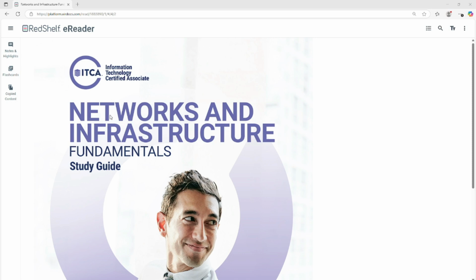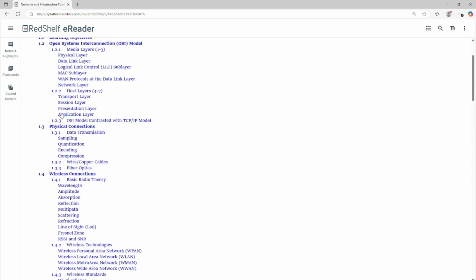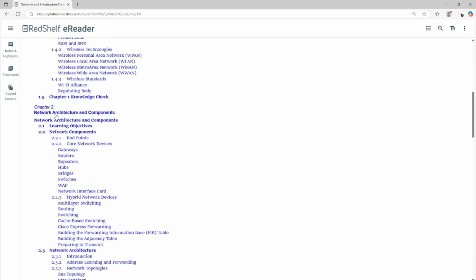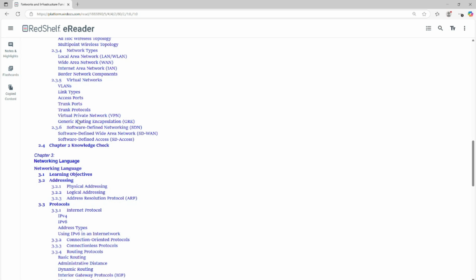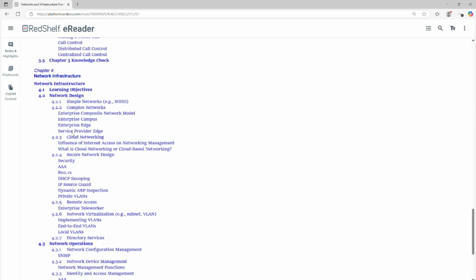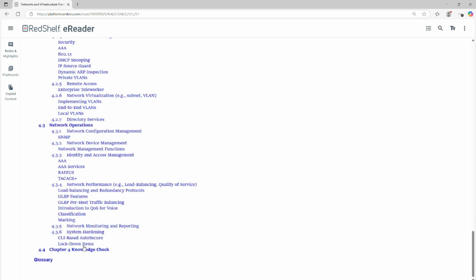This course is structured into 4 main chapters. As you can see, chapter 1, we'll be looking at connections and layers. Chapter 2, network architecture and components. Chapter 3, networking language. And chapter 4, network infrastructure. Every chapter begins with a learning objective, then its knowledge content structured into sections, as you can see, and then closes out with a knowledge check.